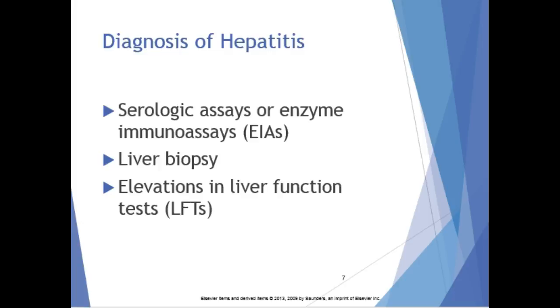Diagnosis is made based on physical examination and lab findings. The serologic assays or enzyme immunoassays detect specific antibodies to various types of hepatitis. Then liver biopsy can be done, and that's usually done to diagnose chronic hepatitis. And then elevations in liver function tests are also expected findings when the patient has hepatitis.